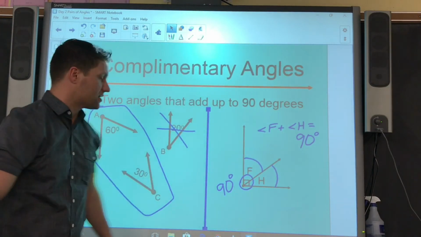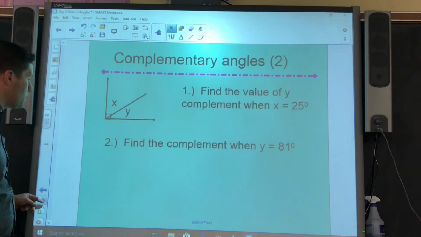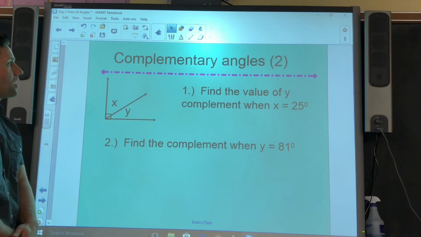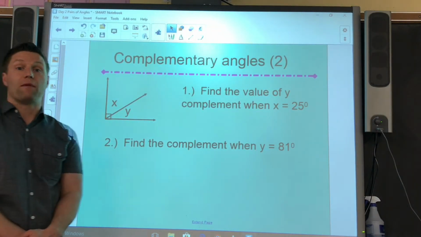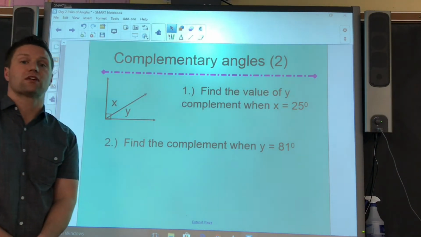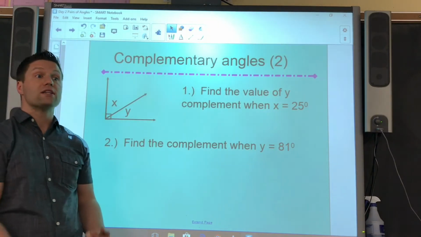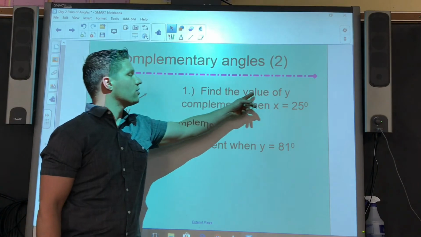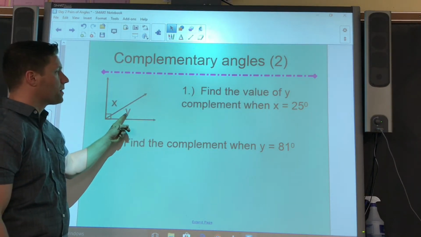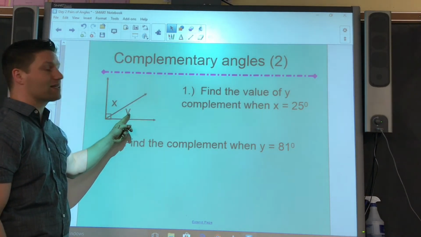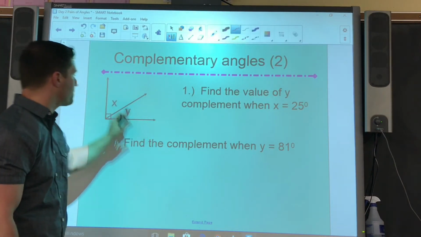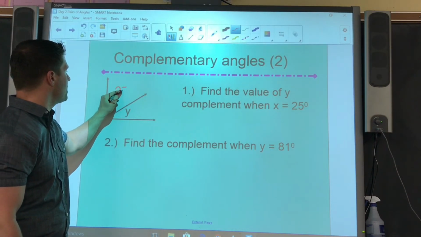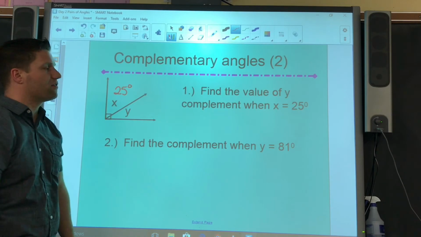Okay, last one is going to be finding the complement, all right? So if I have an angle and I'm looking for its complement, I'm looking for the rest that I need to get up to 90. Like, find the value of y, the complement, when x is equal to 25. Let's think about this. I'm looking for the complement when x equals 25 degrees.